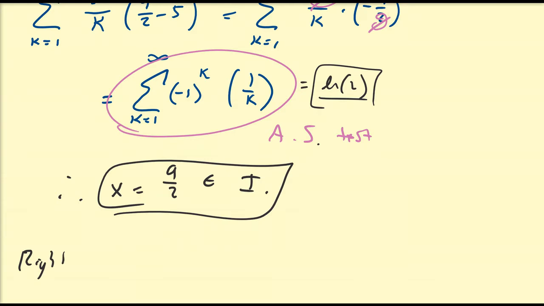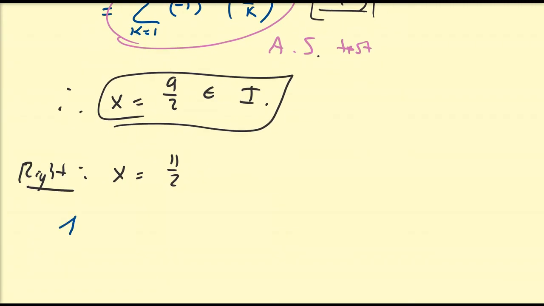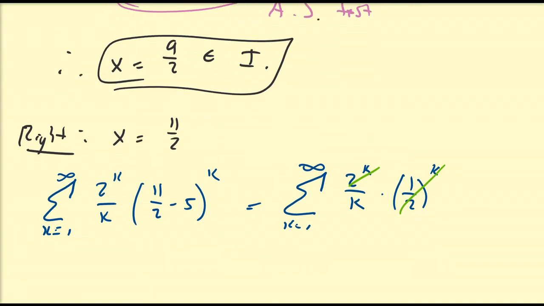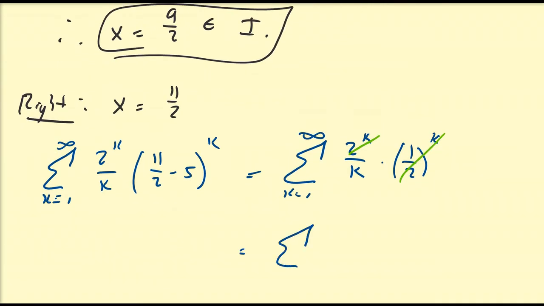Now let's look at the right-hand side, namely the point x equals 11 halves. If we look at the point 11 halves, we have the sum from k equals 1 to infinity of 2 to the k over k times (11 halves minus 5) to the power k. This is going to be equal to the sum from k equals 1 to infinity of 2 to the k all over k times, so 11 halves minus 5 is just going to be a positive half, to the k. 2 to the k and 2 to the k will cancel. So this is going to be equal to the sum from k equals 1 to infinity of 1 over k.